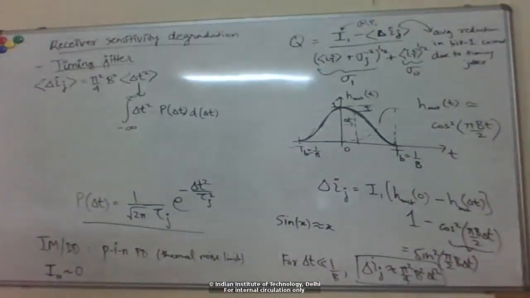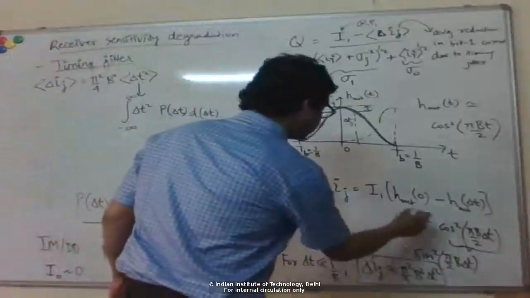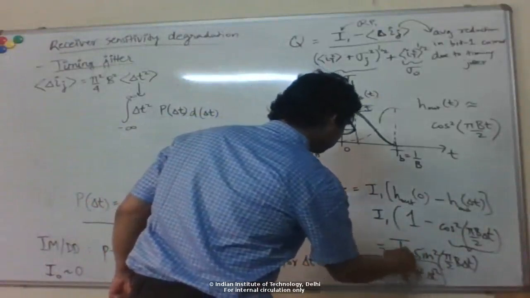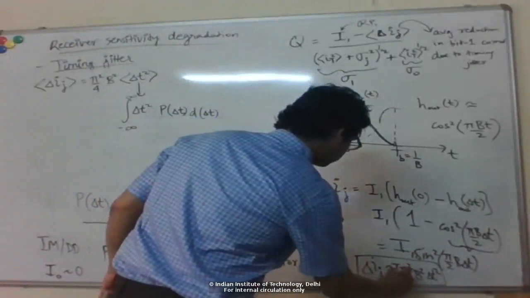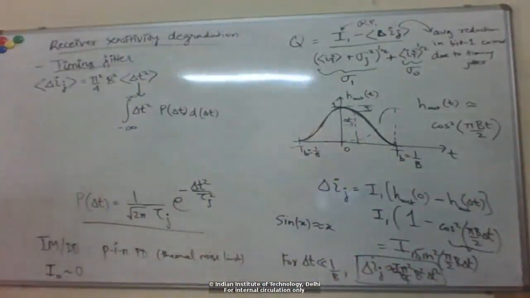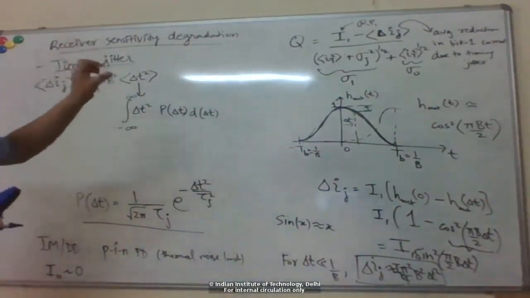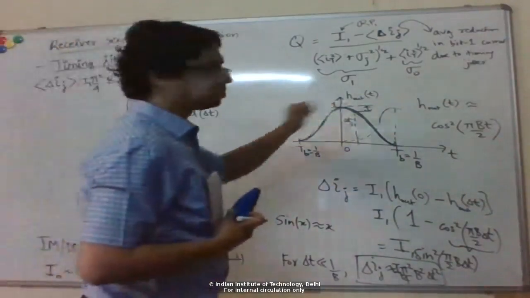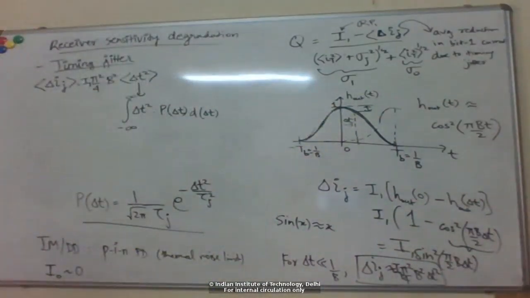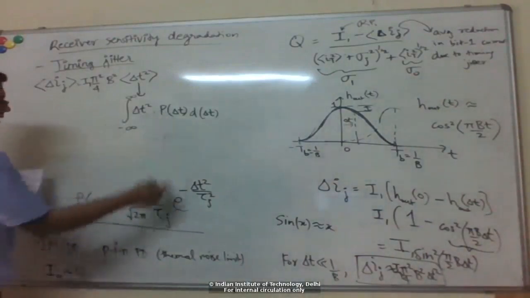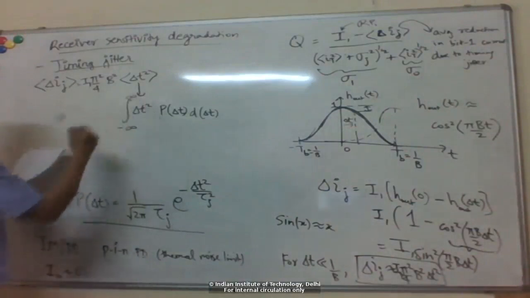Sorry, there is an I1 I missed out here, so this is all multiplied by I1. Of course, it depends on the level of the photocurrent, because the reduction will be proportional to your signal. This integral is very easy to carry out. For a Gaussian distribution, this is just like the variance.